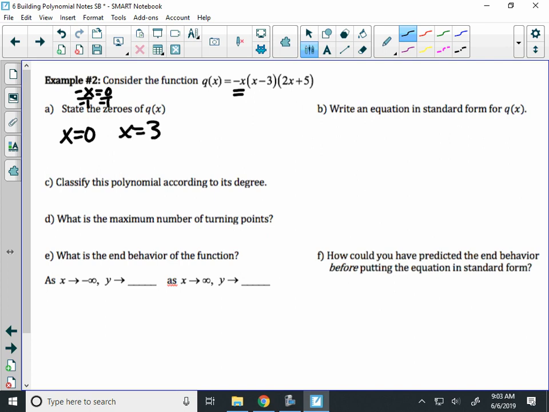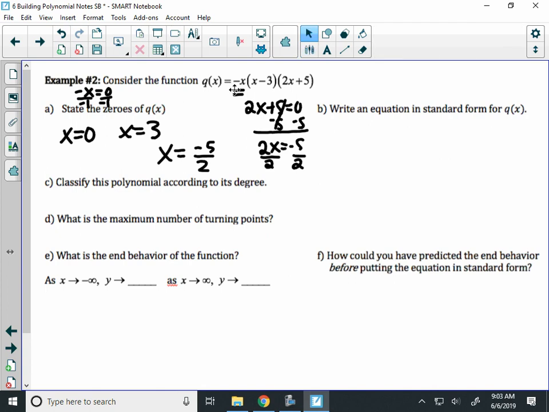And this last one, 2x plus 5, I'm going to set equal to 0. I would subtract 5. 2x equals -5. Then divide by 2. So that root would be at -5/2, or -2.5. Now it says write that equation in standard form.